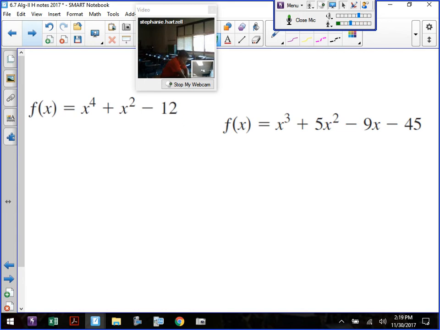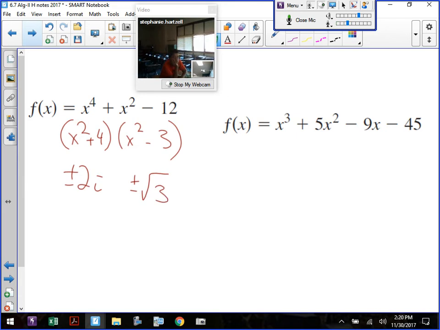Now, what I'm saying is, remember, if your degrees get cut in half, and you have a constant, and they're even, treat it like you would normally. What times what is negative 12 and you add together to get 1? 4 and negative 3. So I have x squared plus 4 times x squared minus 3. Now that's going to easily generate zeros, isn't it? I have zeros located at plus or minus 2i and plus or minus the square root of 3. So today, you will take that step further and throw in all your imaginaries.